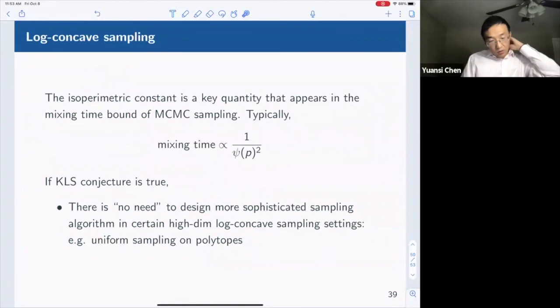Another thing I work a lot on is log-concave sampling. You want to study Bayesian computational methods, like sampling methods, on a very simple target distribution that is log-concave. Typically this isoperimetric constant appears as a key quantity in the mixing time bound. So if you improve this KLS constant, you improve the mixing bounds for these log-concave sampling problems. And in some situations, it gives you kind of funny intuitions.